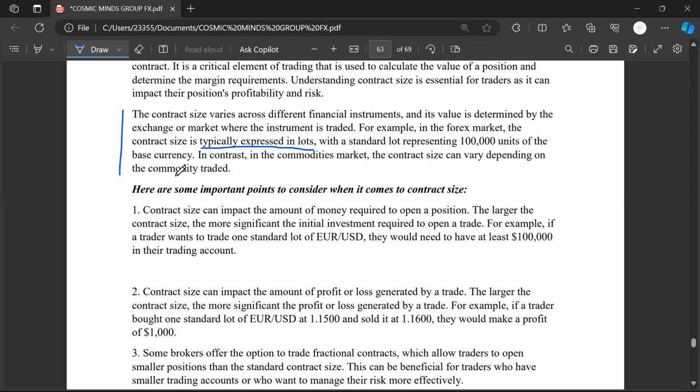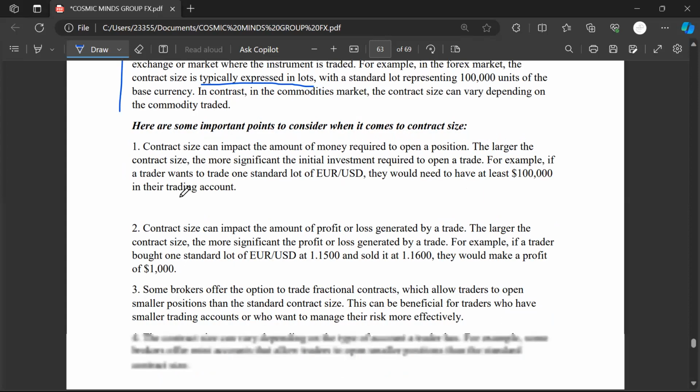For example, if a trader bought one standard lot of USD at an exchange rate of 1.1500 and sold it at 1.1600, you do the calculation in terms of the differences, right? You find that this was done in episode 13. They would make a profit of $1,000. You understand? That is it.